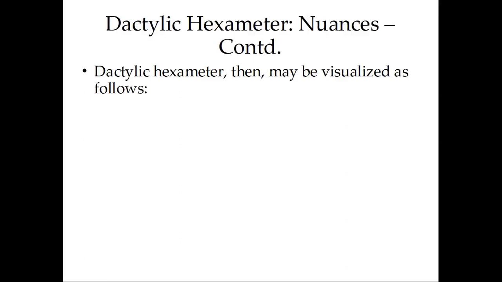Dactylic hexameter then may be visualized as follows. So we have 6 feet, as we call these little sections, and each foot is going to be either a dactyl, long, short, short, or a spondee, long, long, by means of substitution, except for the last foot, which can be either long, long, which would be a spondee, or long, short, a trochee. And that X, that anceps sign there at the end, indicates that that last syllable can be long or short.